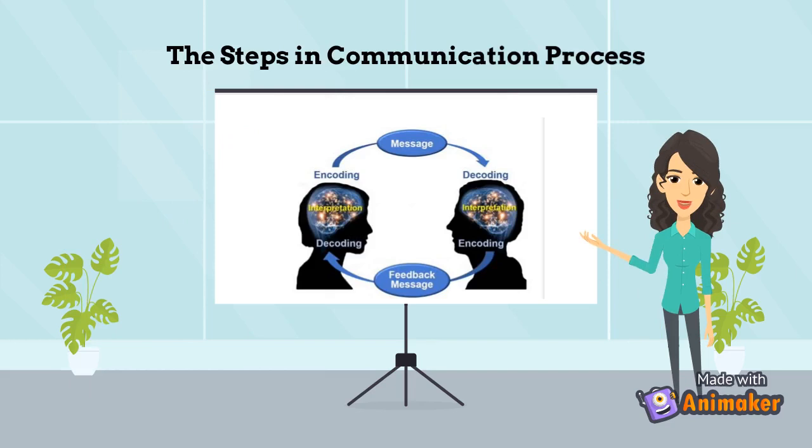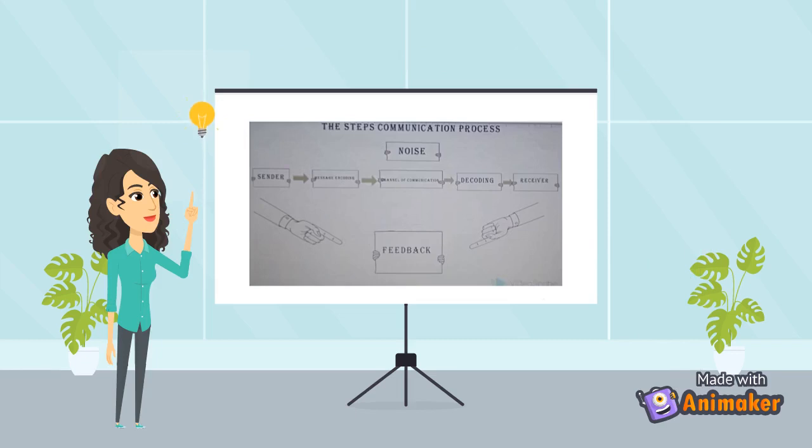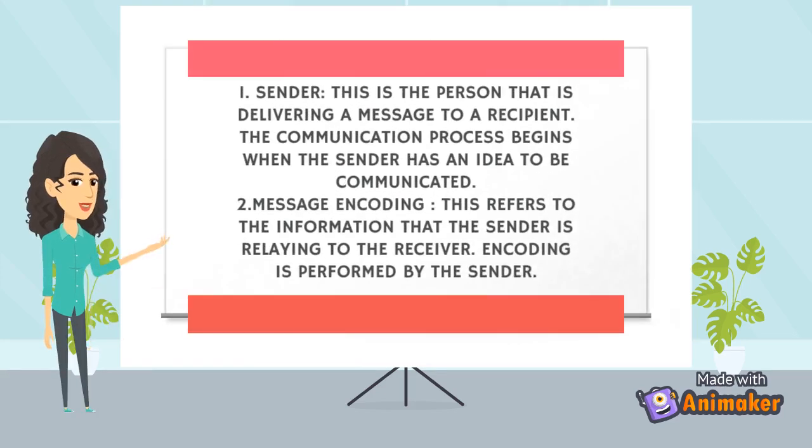Okay, the next discussion, I will explain the steps in the communication process. Now we can look at this picture, the steps of the communication process. The communication process starts from the sender, the second is message encoding, the third is the channel of communication, the fourth is decoding, and then the receiver, and the last step of the communication process is feedback. Okay, from the previous picture, can you explain it? Oh no? Okay, now I will explain the steps in the communication process.